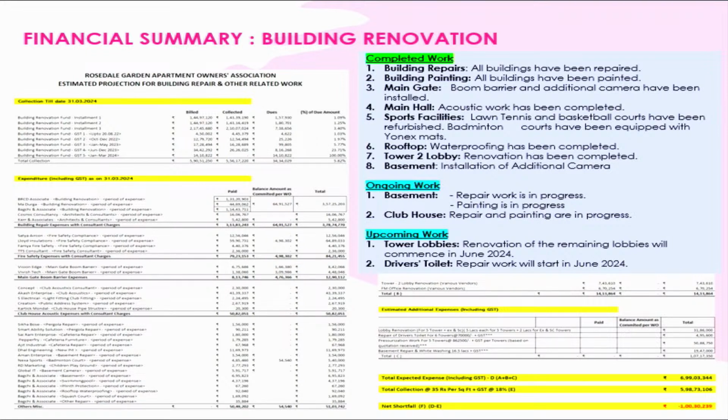after installation, we propose to install a full mat on this. The area which is remaining after the badminton court will also be covered with the mat. So after that, this echo effect will further reduce, as per the experts also. Rooftops, all the roofs have been properly waterproofed. Lawn tennis, basketball courts, full badminton courts are also equipped now.